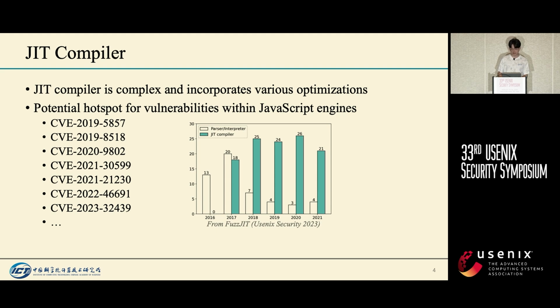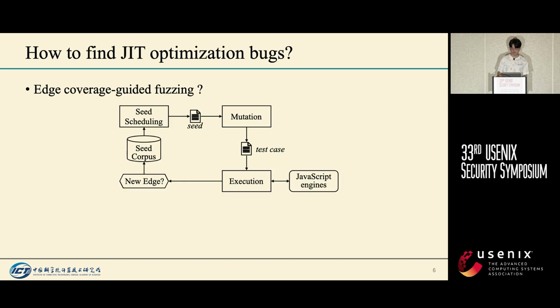In recent years, vulnerabilities have frequently emerged in JIT compilers. Most of these vulnerabilities share a common cause. The optimization is triggered, and there is an error in the optimization. So the next question is how to find bugs in JIT optimizations.